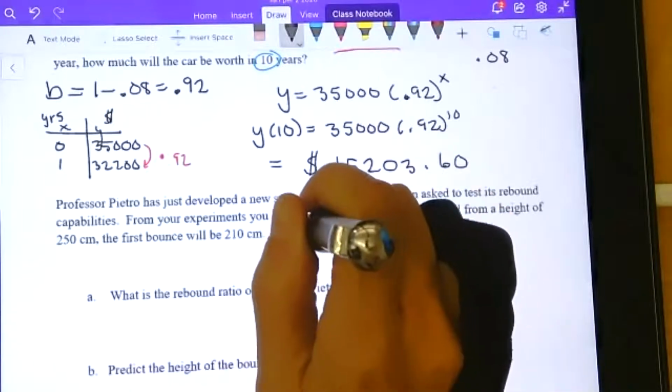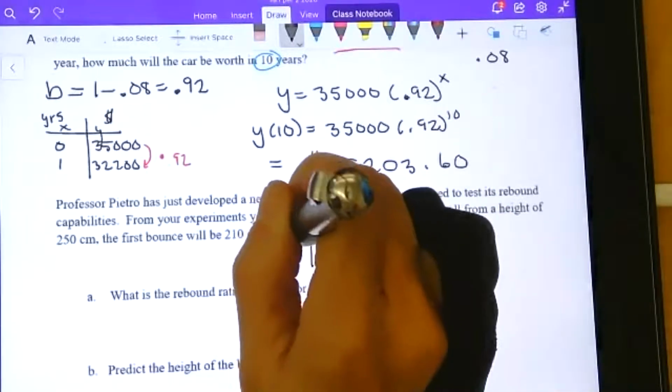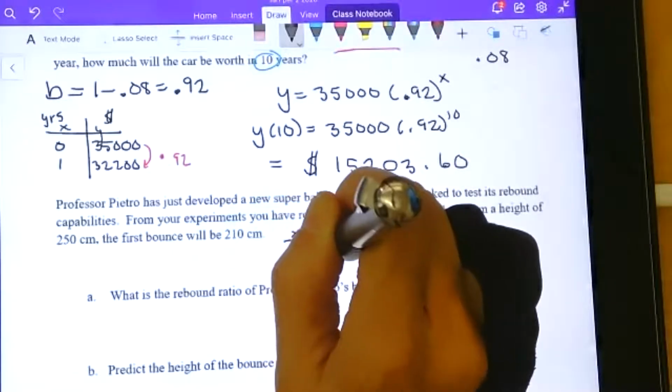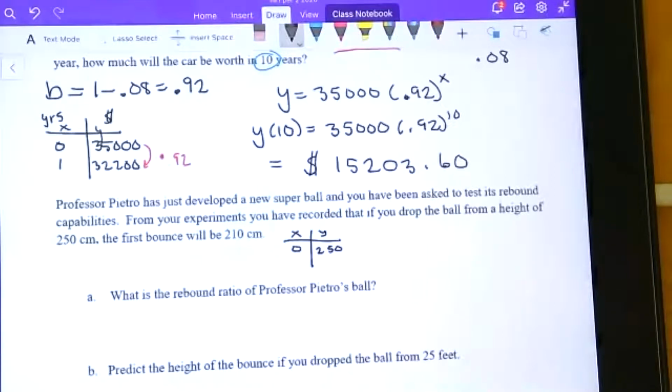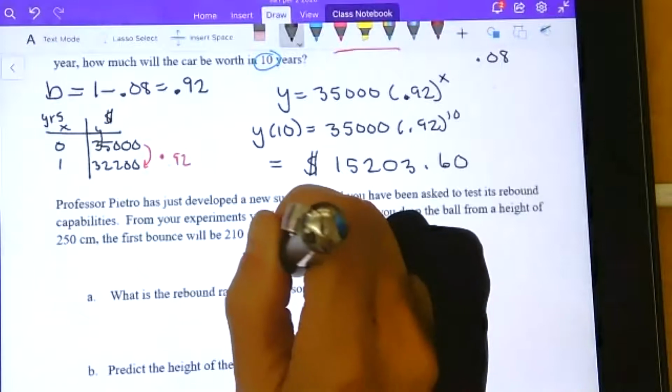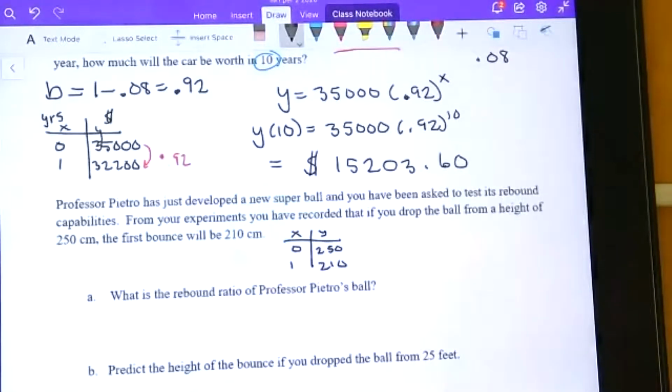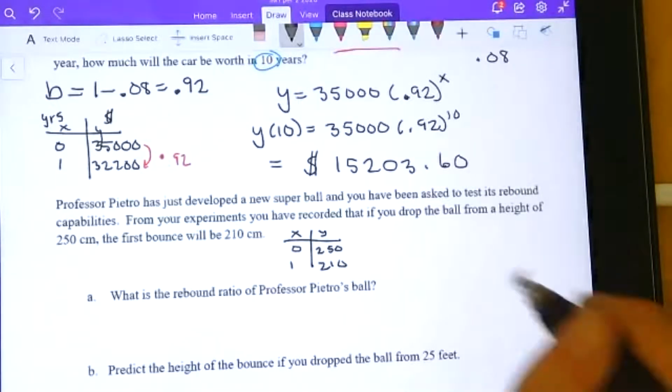So if I drop it from 250, that would be no bounces. X is the number of bounces. If you drop it, it hasn't bounced yet, from 250. One bounce later, it goes to 210. Okay? So X is the number of bounces and Y is the height.